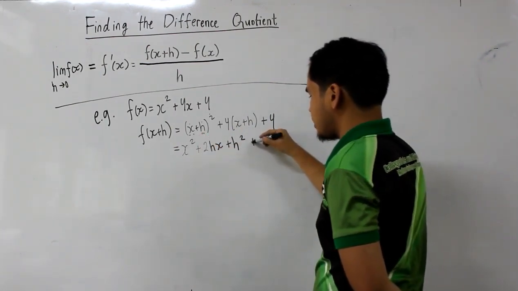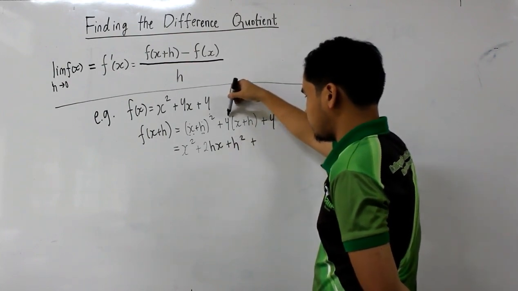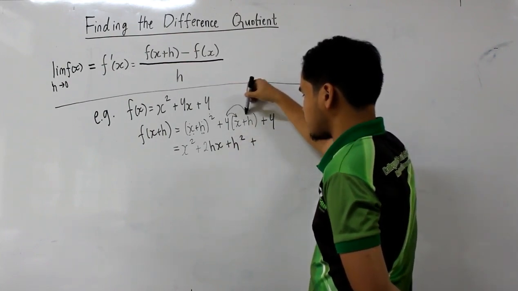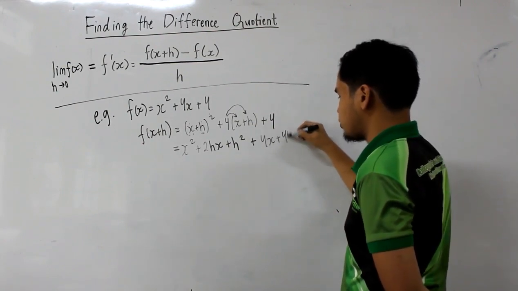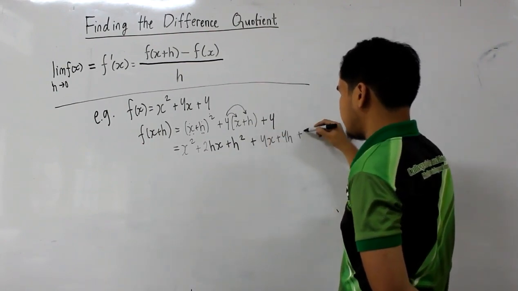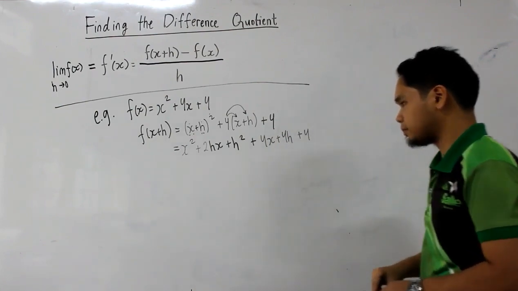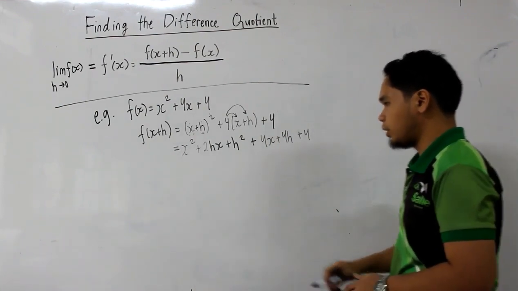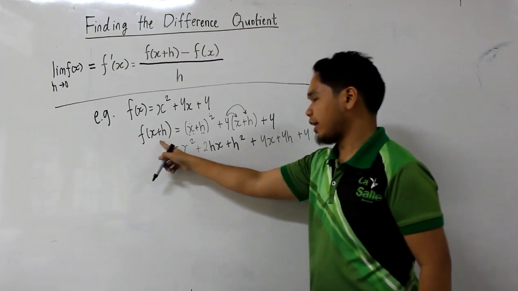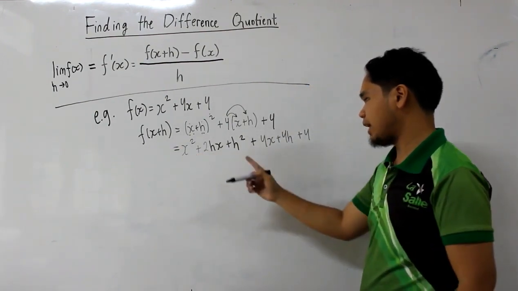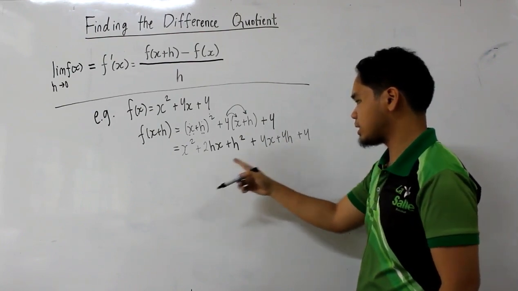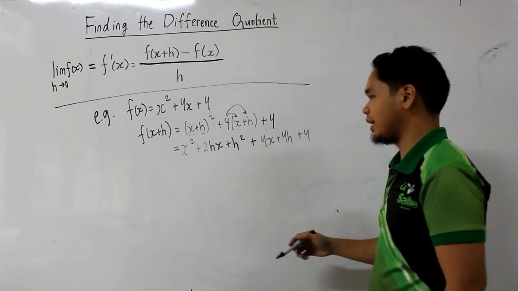Next is this one, so we will distribute this 4 both to the x and to the h. So this will simply give us 4x plus 4h. And then copy the 4 here since it's our constant. Okay, so this is our f of x plus h. If we can simplify anything here, we should, but since we cannot simplify anything, this is it.